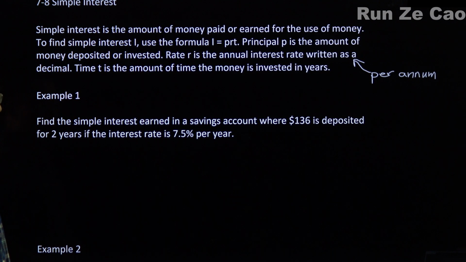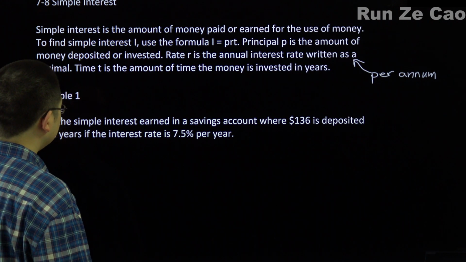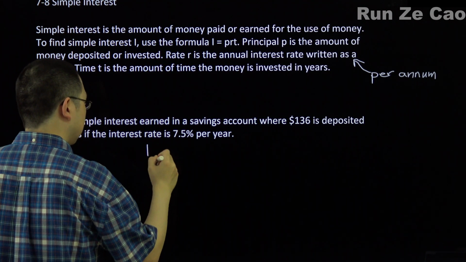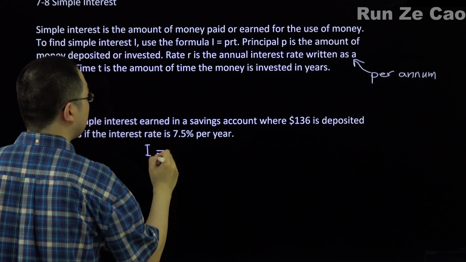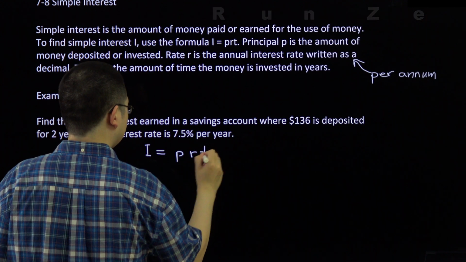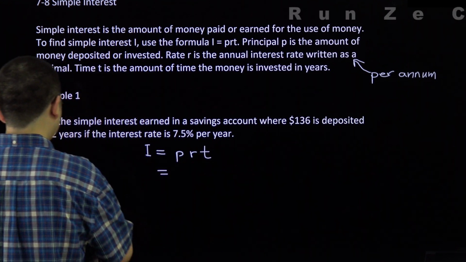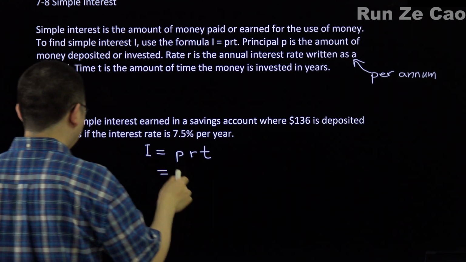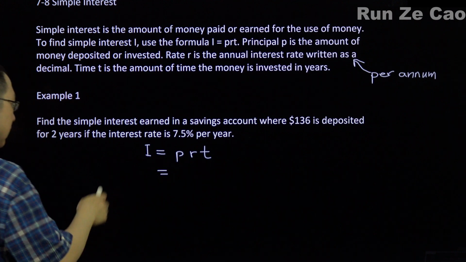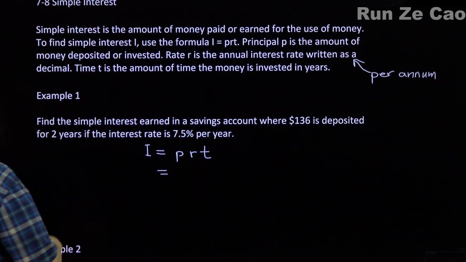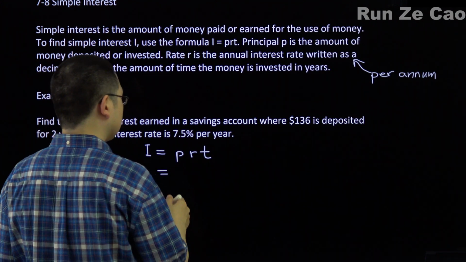Find the simple interest earned in a savings account where $136 is deposited for 2 years if the interest rate is 7.5% per year. Well, the interest is equal to the principal times the interest rate times the time. Rate should be given as rate per period, and time should be given in number of periods. In this case, it's 7.5% per year. So, okay, time is in years. Wonderful. The units cancel out correctly.